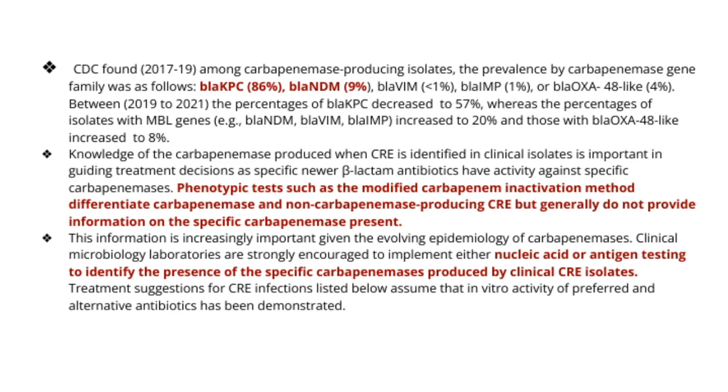The key takeaway here is that the majority of these isolates, about 86%, carried the BLA-KPC gene, which is a major contributor to resistance. Other genes like BLA-NDM accounted for around 9%, while BLA-VIM was less than 1%. BLA-IMP made up about 1%, and BLA-OXA48-like was present in roughly 4% of cases.